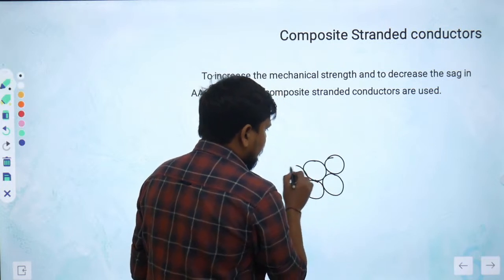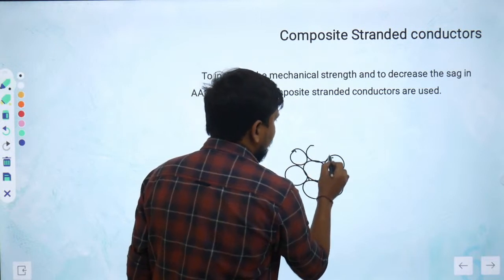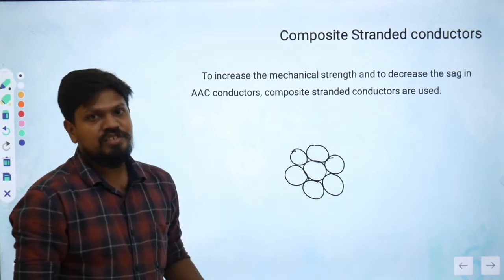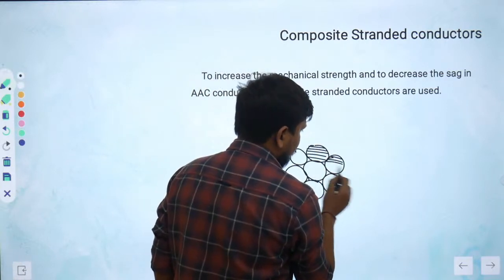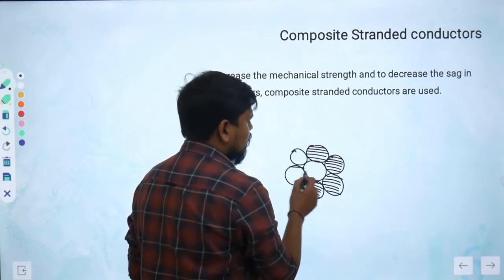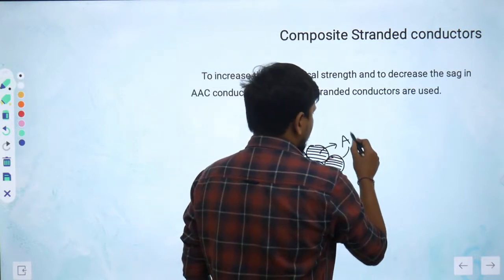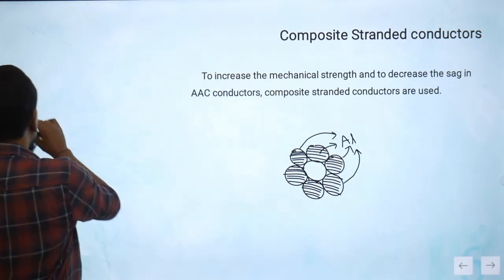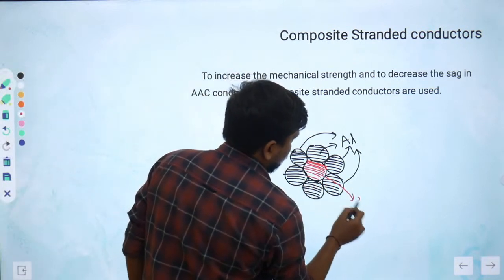I will tell you what material we can use. You may know this point already, okay? What material are we using inside to increase the strength of this entire conductor? That's steel, right? Steel has good tensile and mechanical strength, okay? That's why the outer side, whatever we have, these are all our aluminum conductors, but whatever is inside, that is nothing but steel conductor, okay? This is nothing but steel.